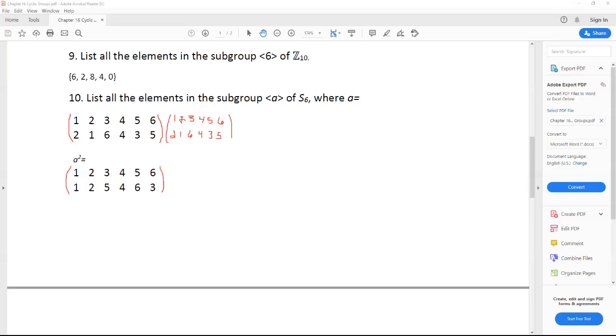In order to find a to the power of 2, again, we would start on the left side, and we can see that 1 matched to 2, and then 2 matched to 1, which means 1 matched to 1, and then 2 matched to 1, and 1 matched to 2, so 2 matched to 2. 3 matched to 6, and 6 goes to 5, which means 3 goes to 5, and so on. 4 would go to 4, 5 would go to 6, and 6 would go to 3. So this would be a to the power of 2.